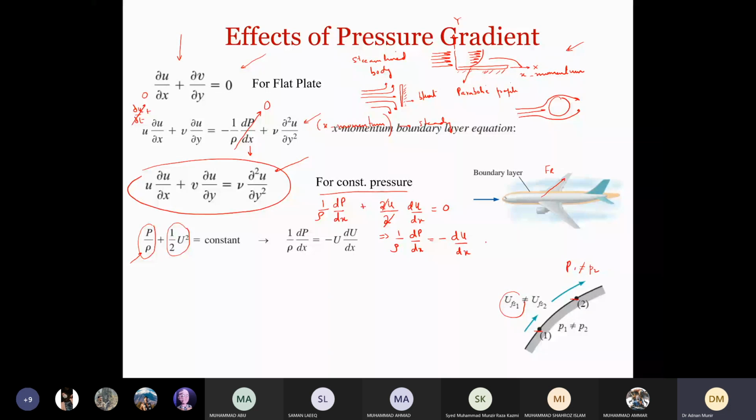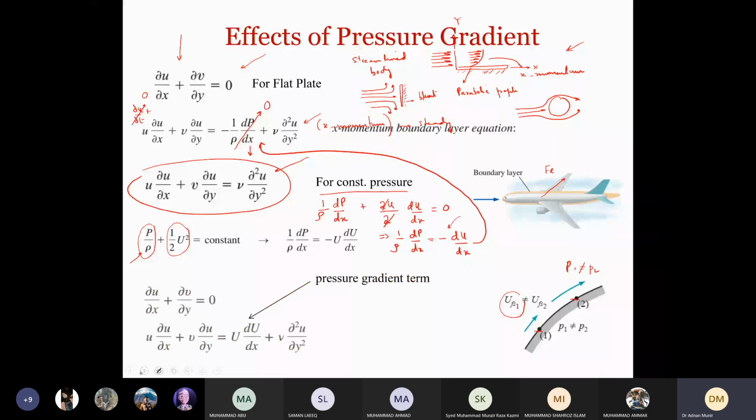So this equation shows that if we increase the pressure, the velocity will decrease, right? Why? Because of the presence of this negative sign. So if we increase the pressure, the velocity will decrease, and vice versa. Now if I put this equation over here in this x momentum equation, then I can write the x momentum equation like this.